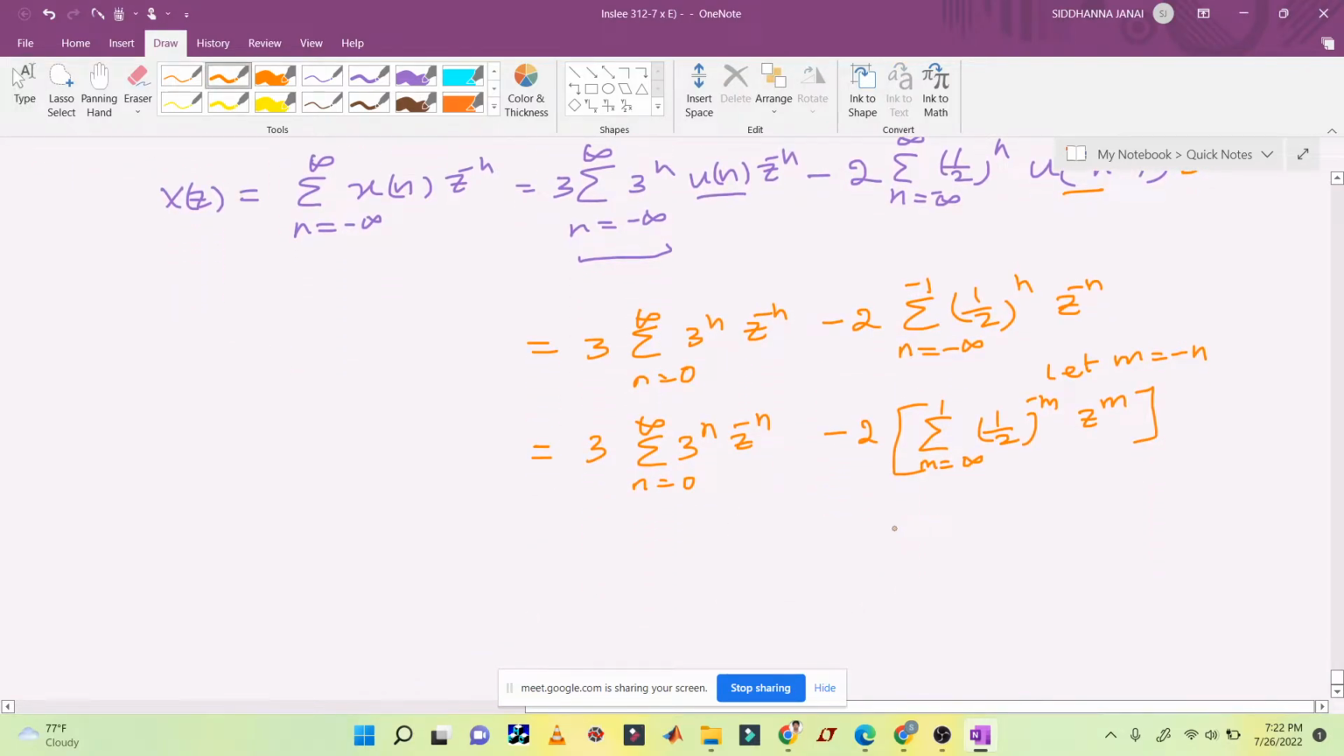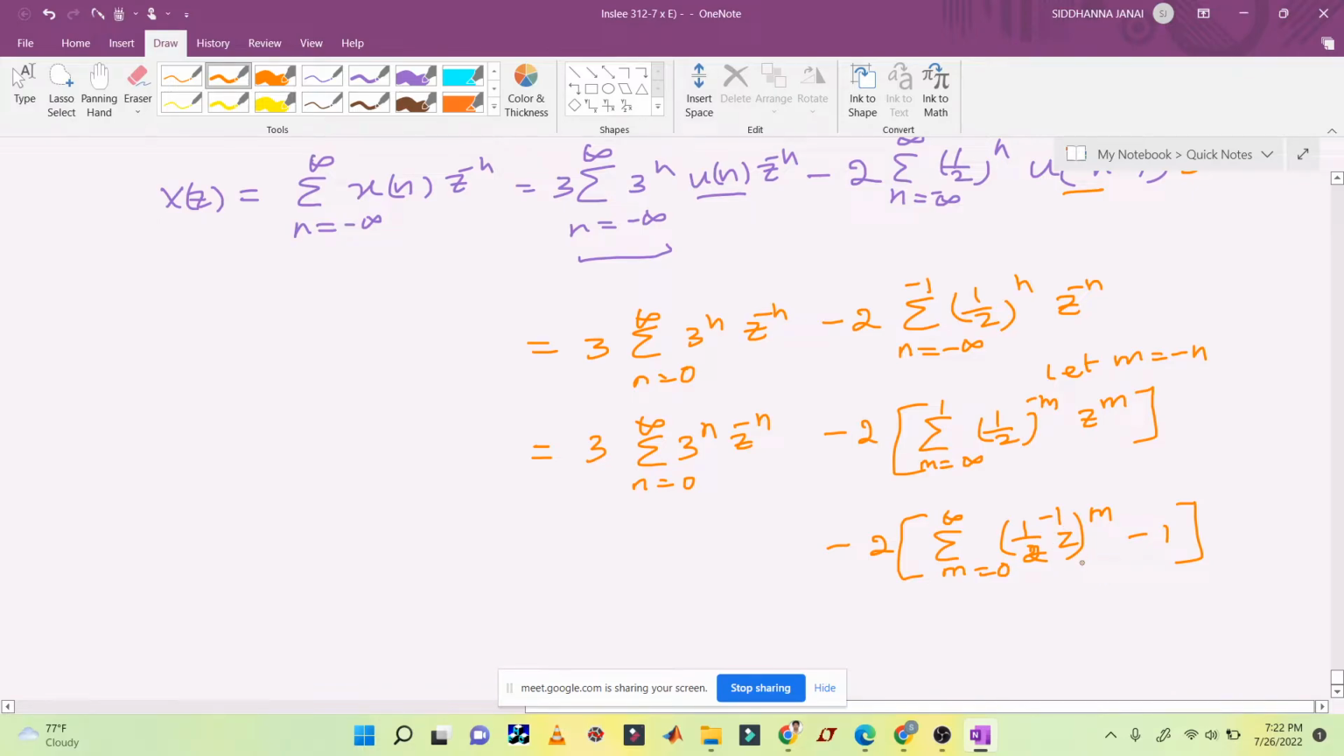Now we know that this can be rewritten as summation m is equal to 0 to infinity 1 by 2 to the power minus 1 z to the power m minus 1. So this is standard. You need to remember this always. Summation from m equal to infinity to 1 of 1 by 2 to the power minus m, z to the power m can be written in this form. Okay, let me do this.